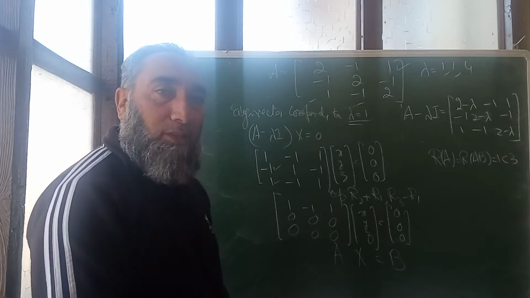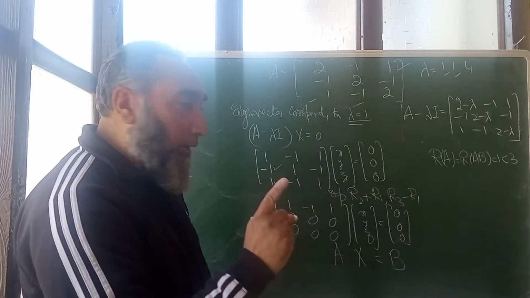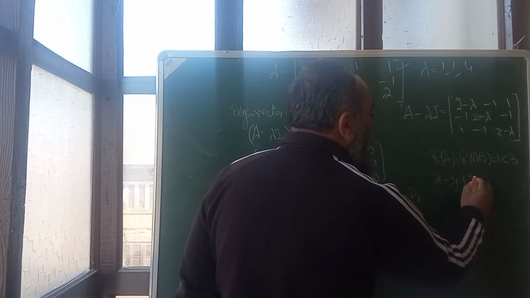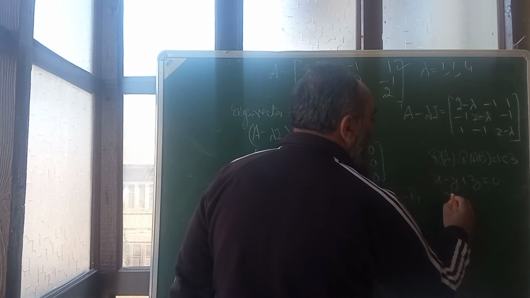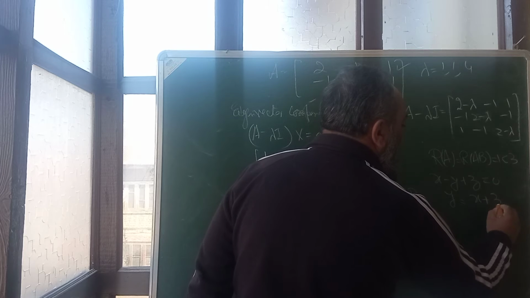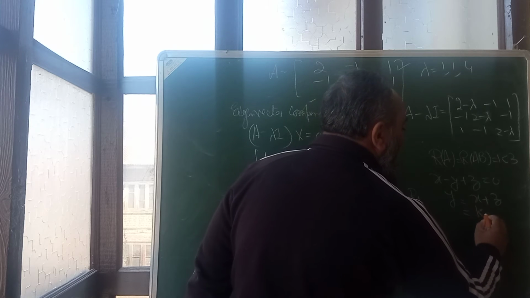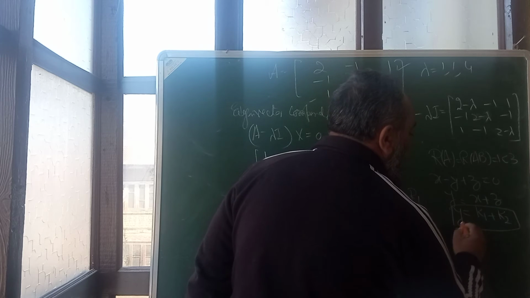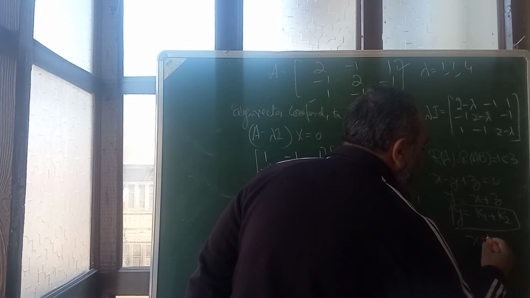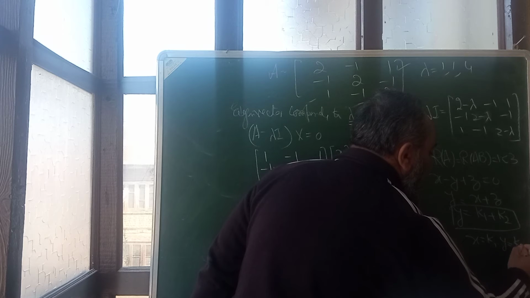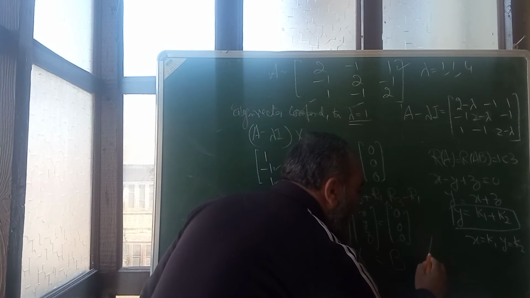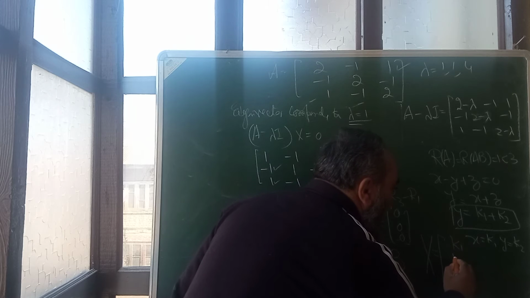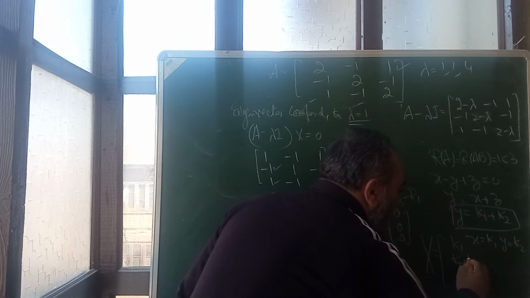So the system is consistent and will possess infinite solutions given by this: x minus y plus z is equal to 0. Y means x plus z. Let me suppose that x is k1 and z is k2. Then x is k1, y is k1 plus k2, and z is k2. So column vector x is k1, k1 plus k2, k2.